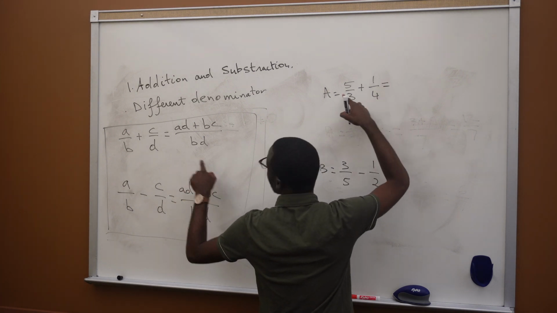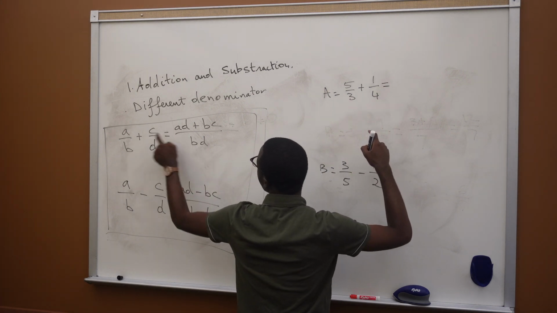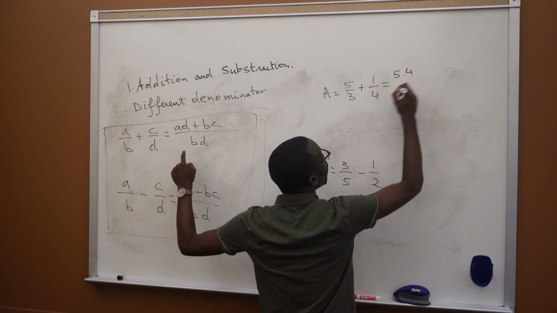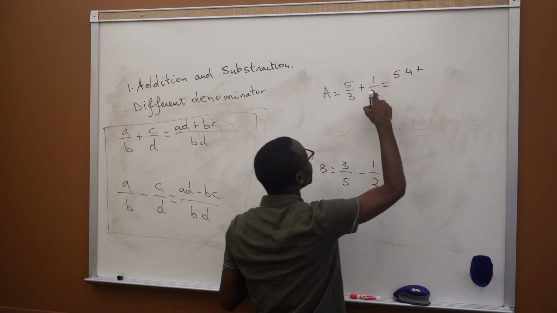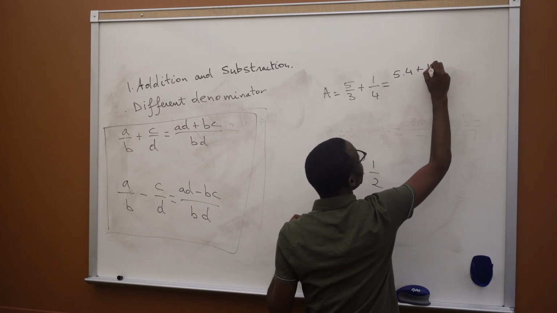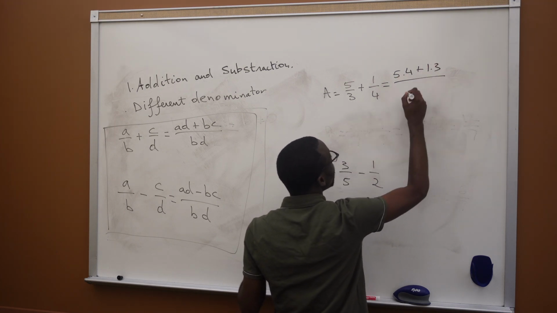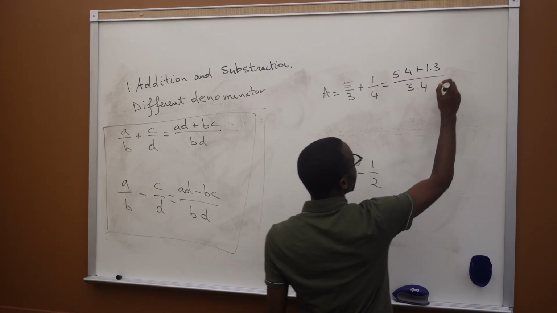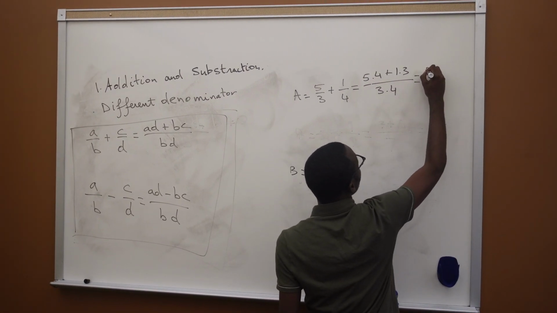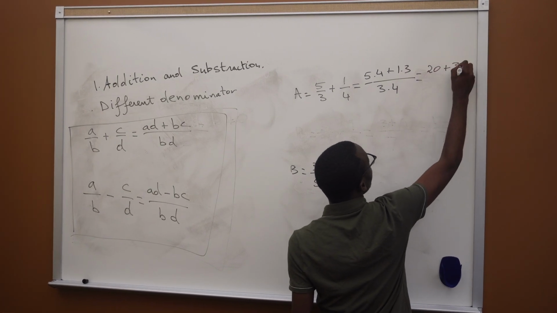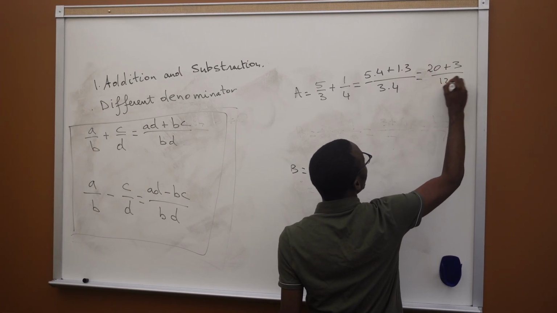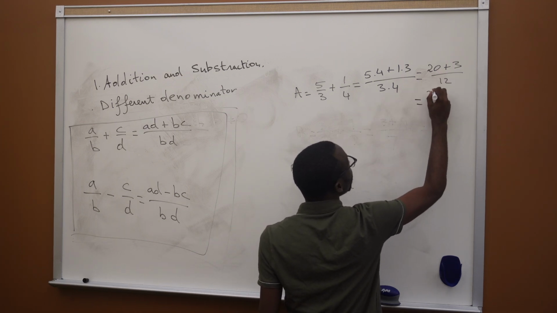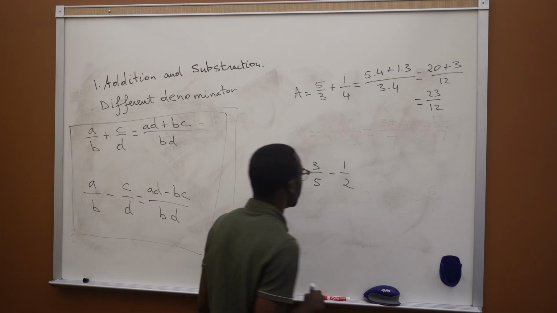So I will do a times d, which is in this case 5 times 4, plus, yes, this is b times c, 1 times 3, over 3 times 4. I'll just set it up in this case. Now, let's evaluate. 5 times 4 is 20, 1 times 3 is 3, and 3 times 4 is 12. Therefore, I end up with 23 over 12, which is already simplified.